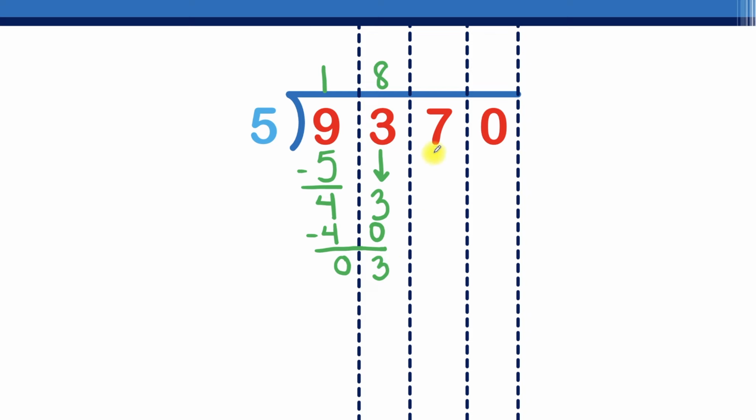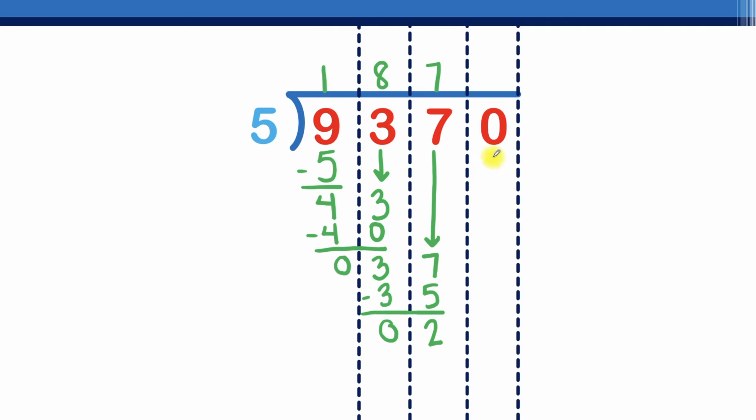Then we'll bring down the number in the next column and repeat the process. How many times can 5 go into 37 without going over? Well, that's 7. So we'll put 7 here because 7 times 5 is 35. We can subtract that, and 7 minus 5 is 2. 3 minus 3 is 0.